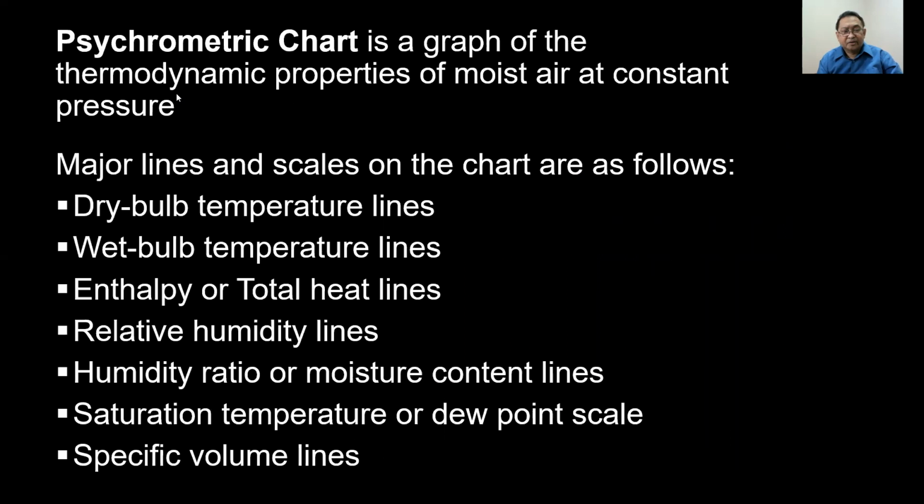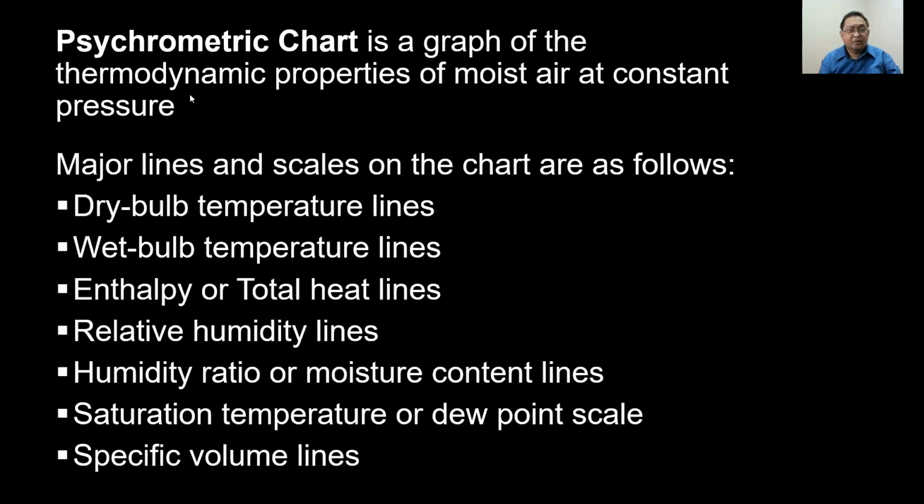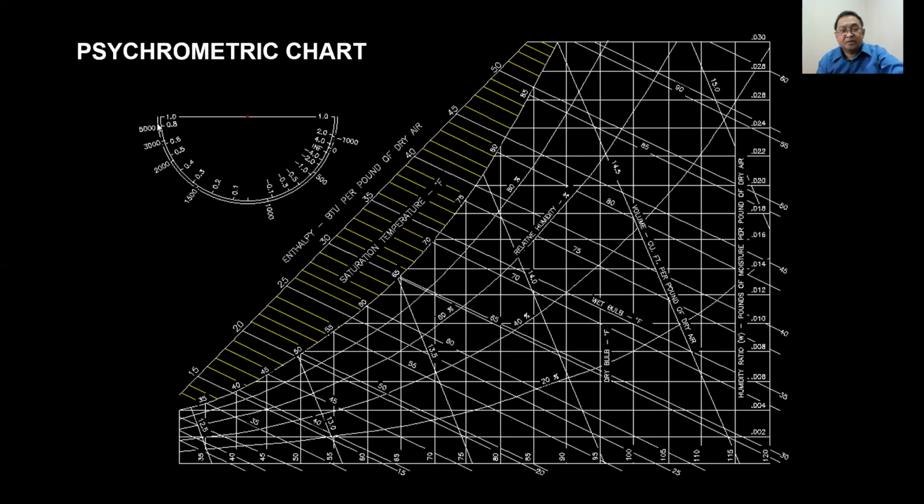And we have the humidity ratio or moisture content lines, which are these here shown. Humidity ratio. And we also have the saturation temperature or dew point scale. We have this one here. Saturation temperature and dew point scale. These are the dew point temperatures.